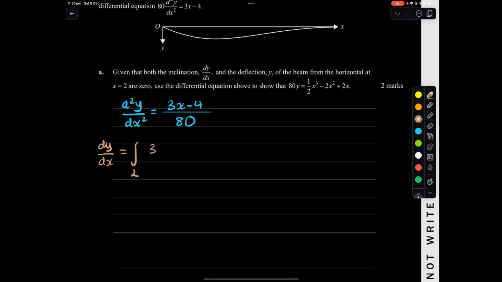So let's write this here, the integral of 3x minus 4 over 80 dx. We know that your dy/dx is equal to 0, so we're going to add 0 here. And we're just going to put an x here. We have to put x here.